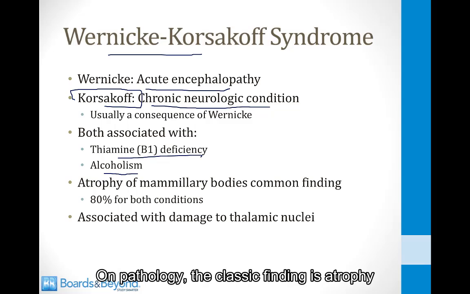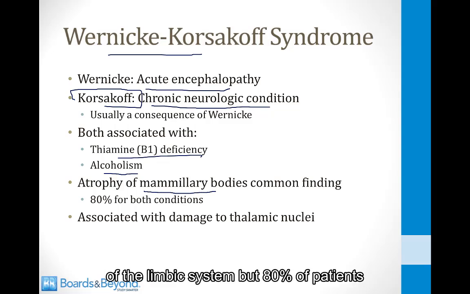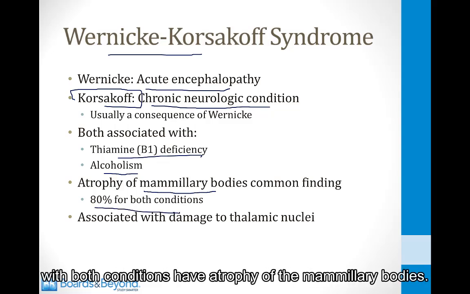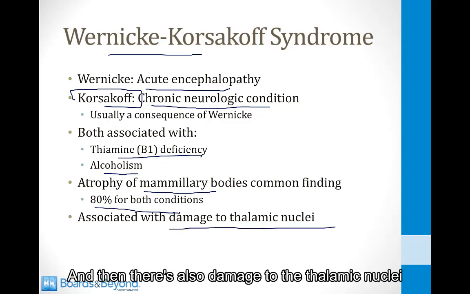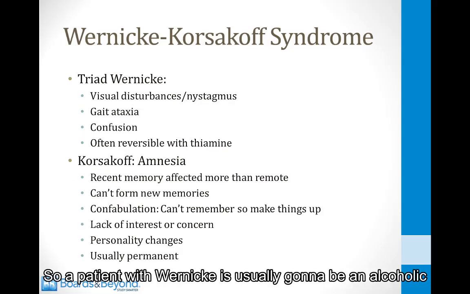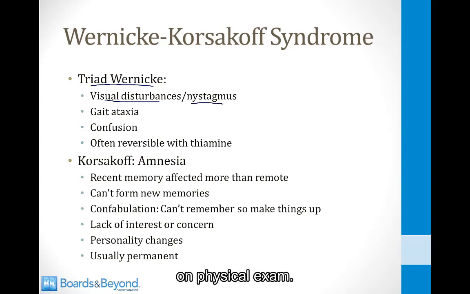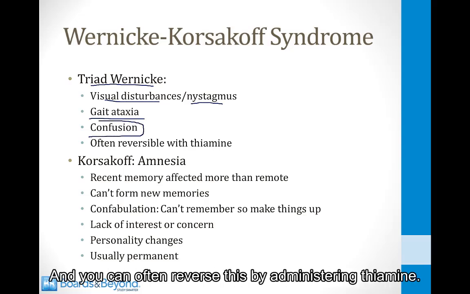On pathology, the classic finding is atrophy of the mammillary bodies, which remember are part of the limbic system. About 80% of patients with both conditions have atrophy of the mammillary bodies. And then there's also damage to the thalamic nuclei on pathology of patients with Wernicke-Korsakoff. So a patient with Wernicke's is usually going to be an alcoholic who presents with visual disturbances and nystagmus on physical exam. The person will have gait ataxia and they will be very confused. And you can often reverse this by administering thiamine.